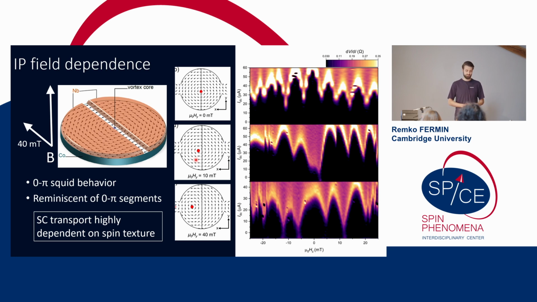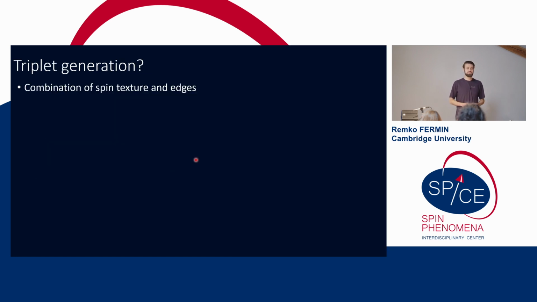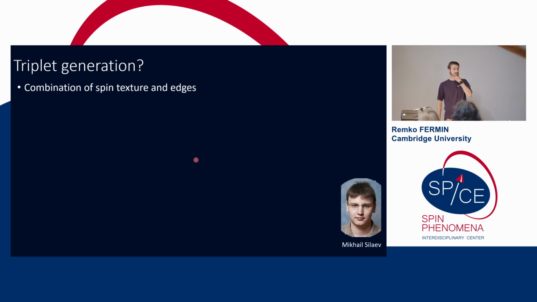of the device. Now, how do we actually generate triplets then, if the ferromagnetic vortex is responsible for generating the triplets? Well, first of all, we have to realize that it has to be a combination between spin texture and the edges of the device in order to produce these rim currents. And to answer this question, we teamed up with Mikhail Selayev, and he did an analysis on basis of the perturbation of the Usadel equations, which are these spin-charge-coupled diffusion equations for superconductors.